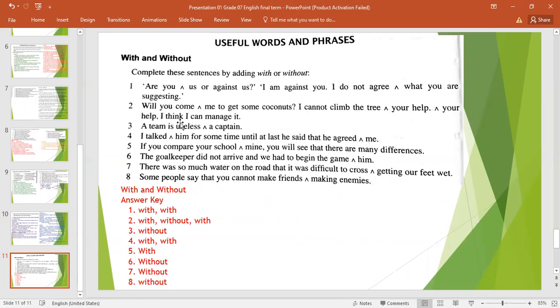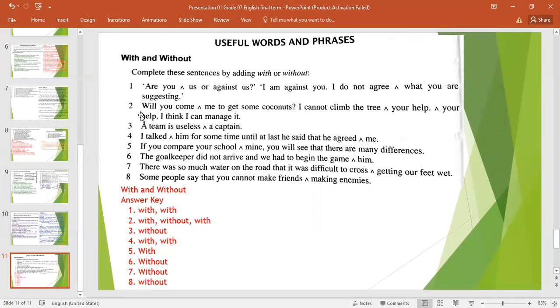So here, dear students, I gave you the answer keys that you can use with or without in these sentences where you can find this sign. Here in sentence number one you can use with. Are you with us or against us? I'm against you. I do not agree with you, with what you are suggesting. So here in both places we will use with.